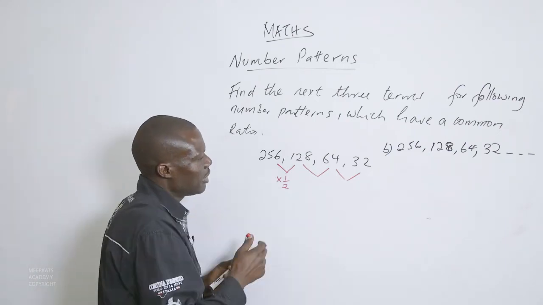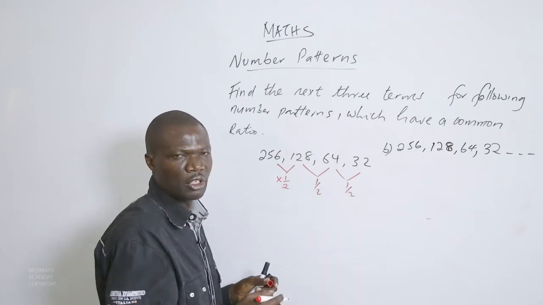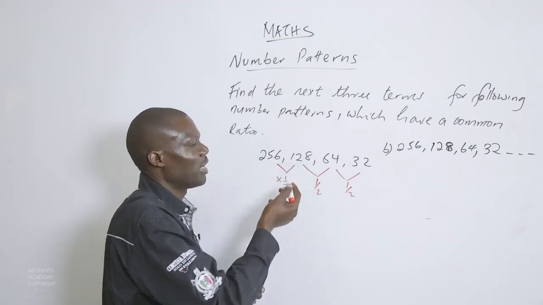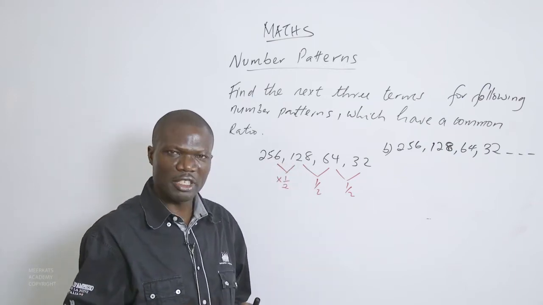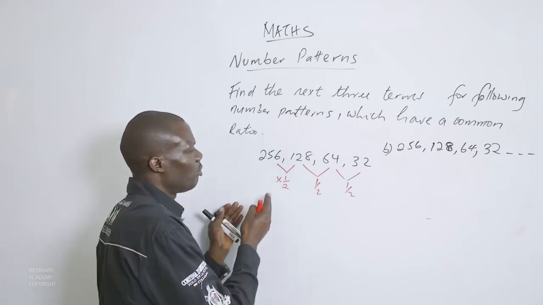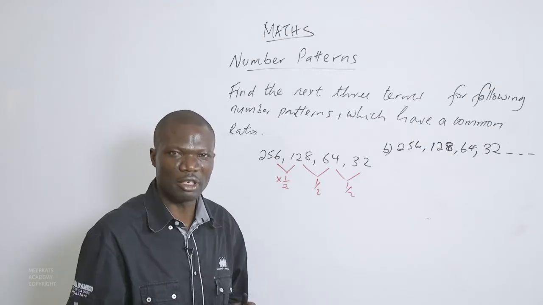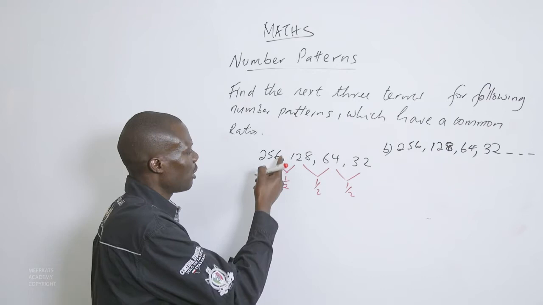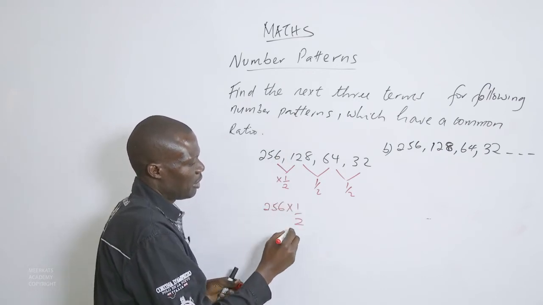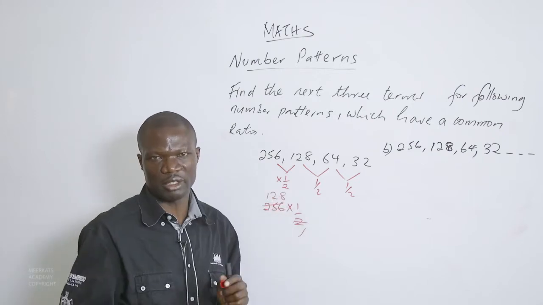So what we are realizing is that we are multiplying here by a half. So if there is that ratio, how do we get the ratio here? The ratio is simple. 128 divided by 256 is a half. So you multiply the previous term by a half, you'll get the next one. So if we had 256 multiplied by a half, 1 by 2, that is 128. This is what I'm saying.